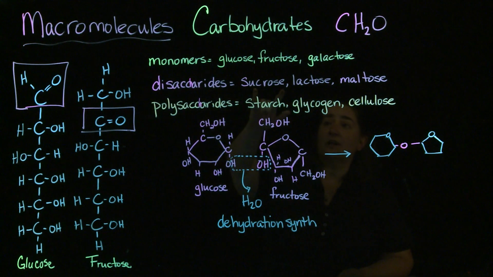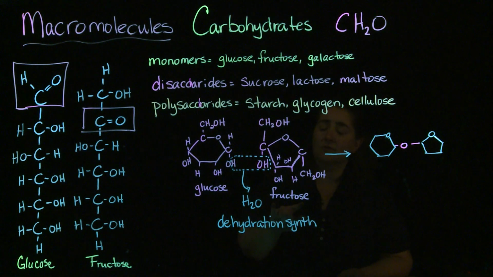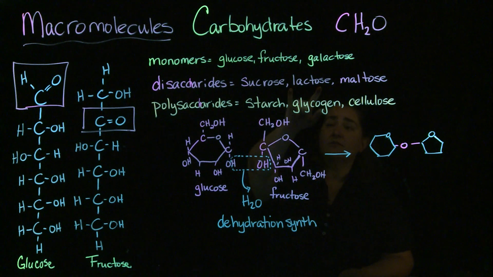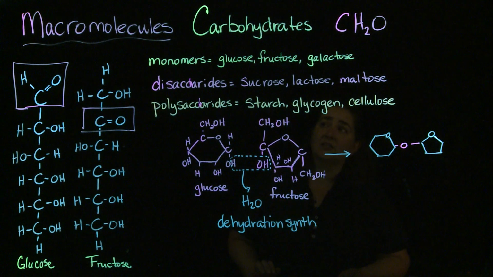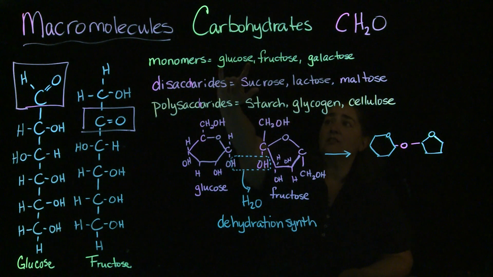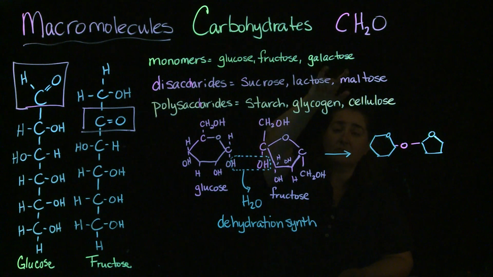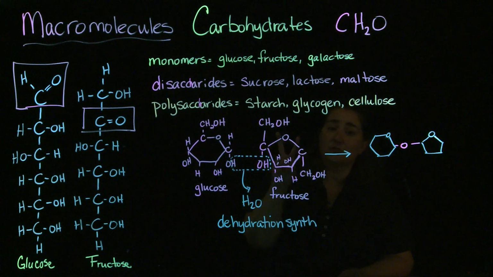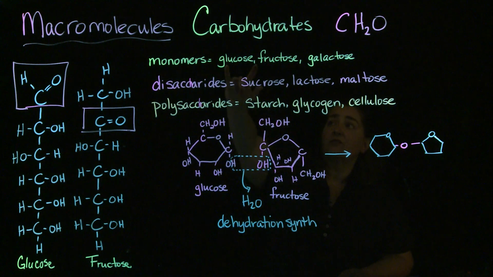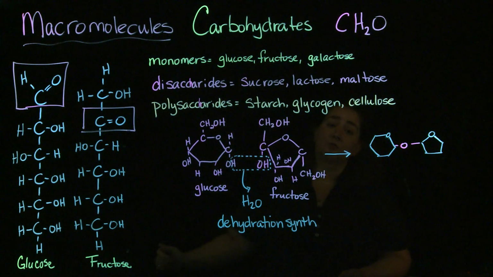Our disaccharides are going to be sucrose. That's what I'm showing you here. Glucose and fructose together make sucrose. Another disaccharide we have is lactose. Lactose is a combination of glucose and galactose. All right, also a disaccharide, so you just have two sugars. Maltose is going to be the last disaccharide we'll talk about. Maltose is a disaccharide of two glucose molecules.